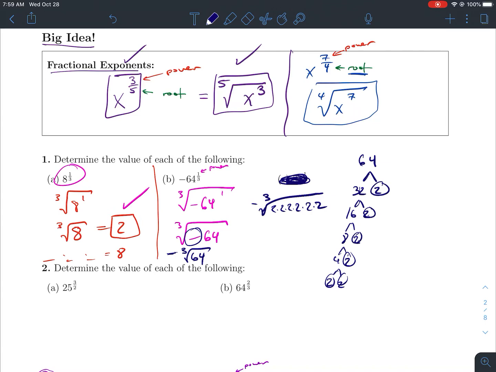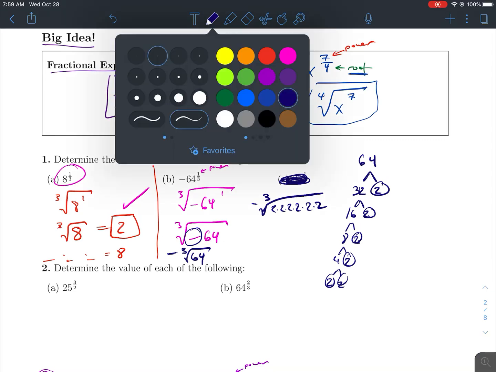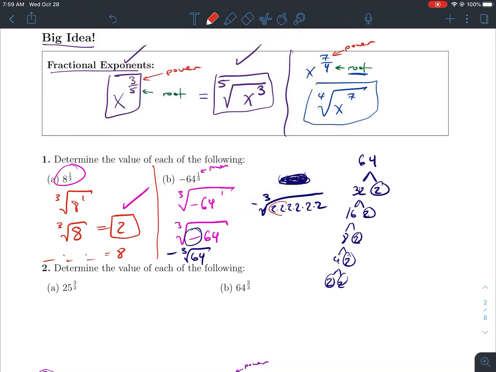All right, awesome. So it's a cubed root, so groups of 3 here. 2 groups of 3. 1 escapes from each group. The rest die. So 2 times 2 outside is going to be negative, because of the negative sign here, -4. And then nobody's left in jail, so we don't write the jail.